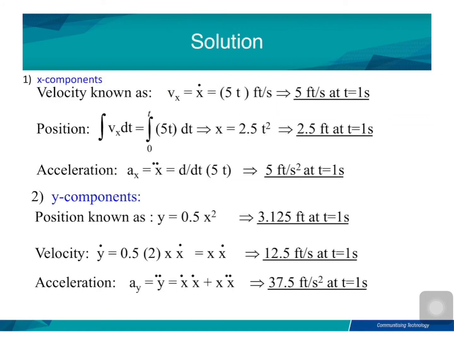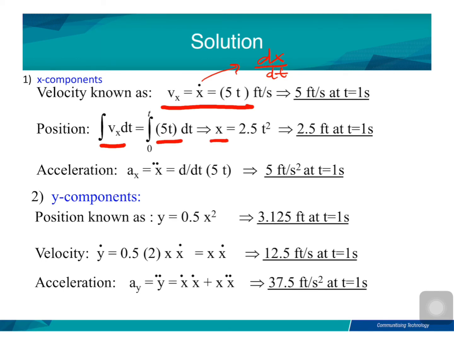Okay, let's do that. First we solve for the x component. We have been given Vx, so Vx is equal to 5t feet per second. We understand that x dot is dx over dt, so now we need to integrate the Vx. We have Vx equal to 5t, so we integrate 5t to determine the x.